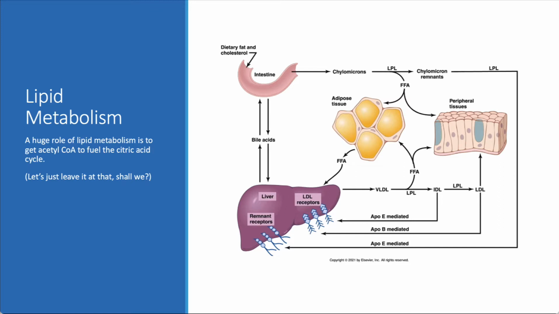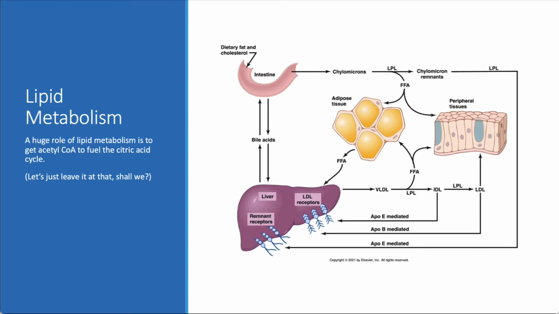So that's protein metabolism we talked about first. The second thing we talked about was the carbohydrate metabolism. Now we're going to talk about lipid metabolism. Lipid metabolism is a huge way that we get the acetyl coenzyme A that fuels the citric acid cycle. So this is one of the reasons that you need cholesterol in your body, right? You need fat in your diet in order to generate energy.